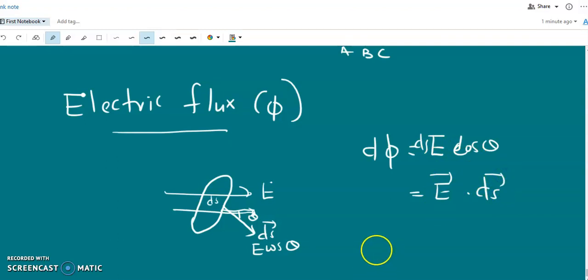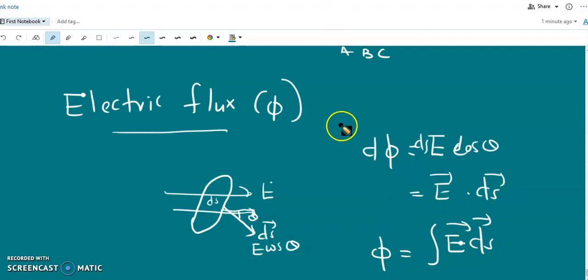So the total flux phi is equal to the integral of E dot ds. So d phi is E dot ds and phi is the integral of E dot ds. Since it is a dot product, flux is a scalar quantity, and it is the product of surface area and the component of electric field normal to the area. So the unit of flux is the unit of electric field into unit of area. So Newton per coulomb into meter square, or volt per meter into meter square, which is volt meter. So it has 2 units.